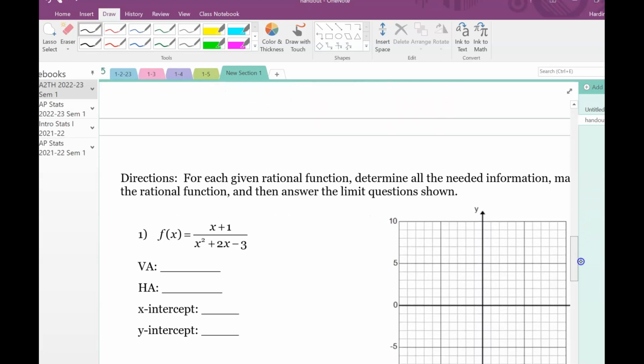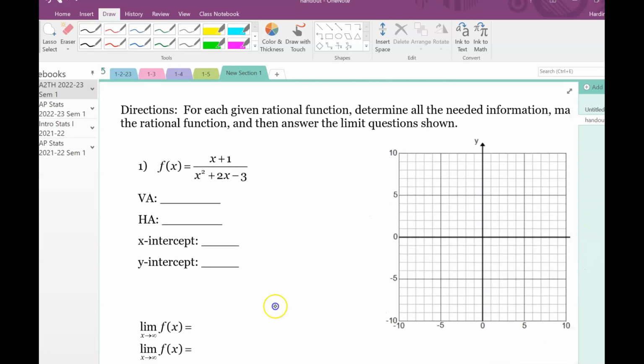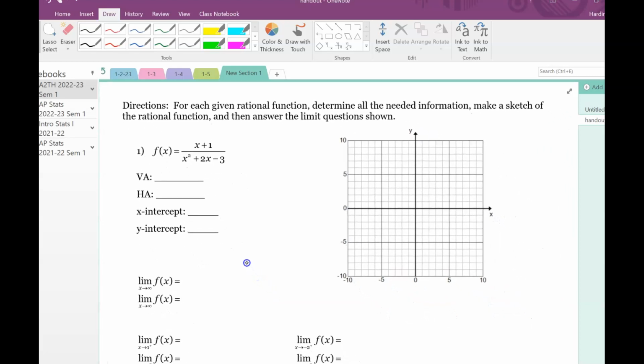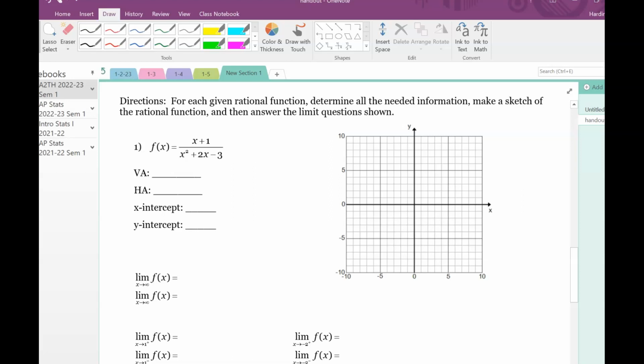Now on the back side, we're going to do 2 problems beginning to end. All right, question number 1. Determine all the needed information, make a sketch, and then answer the limit questions. Always your first step here is to factor anything that can be factored. And in the bottom, this is x plus 3, x minus 1. Now you have learned about removable discontinuities now, but this one cannot be reduced at all. So we know that x cannot equal negative 3 or positive 1. We can't reduce the function, so both of those are vertical asymptotes.